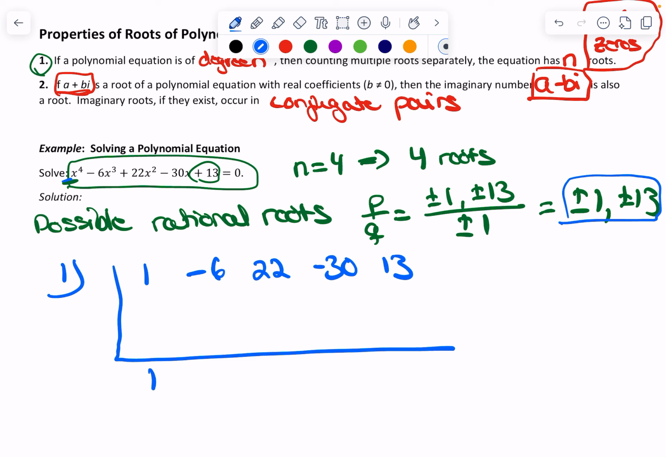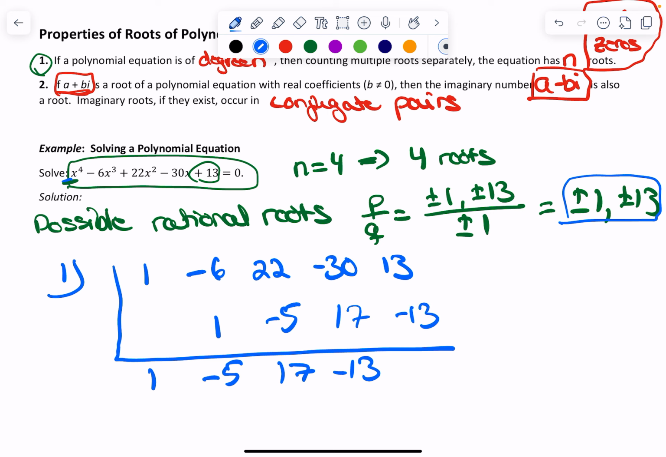We're bringing the 1 down. 1 times 1 is 1. Negative 6 plus 1 is negative 5. Negative 5 times 1 is negative 5. 22 minus 5 is 17. 17 times 1 is 17. Negative 30 plus 17 is negative 13. Negative 13 times 1 is negative 13. And when we add those, we get a 0. Well, look at that. We got lucky with that one. So 1 is a real root.